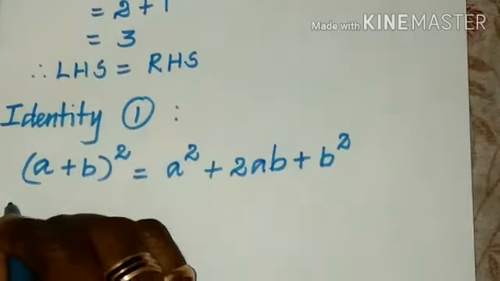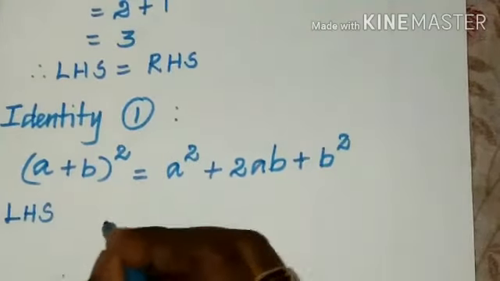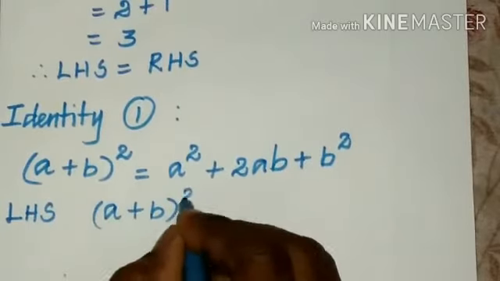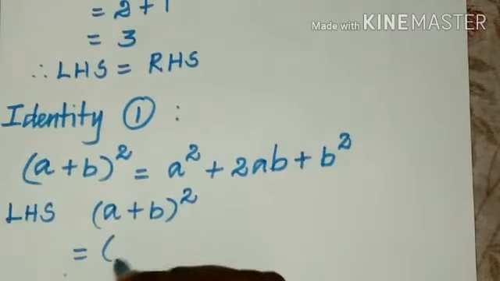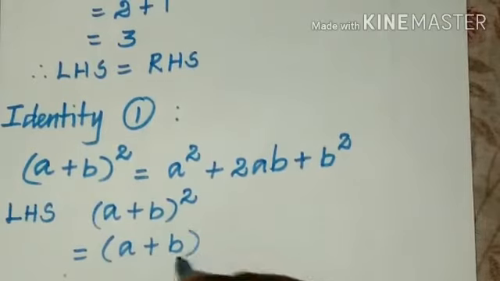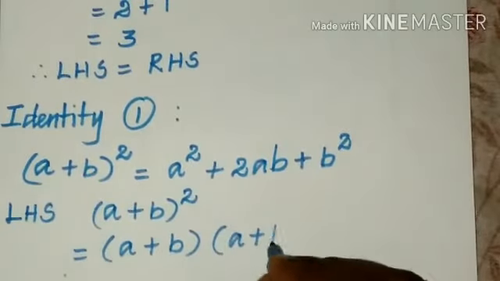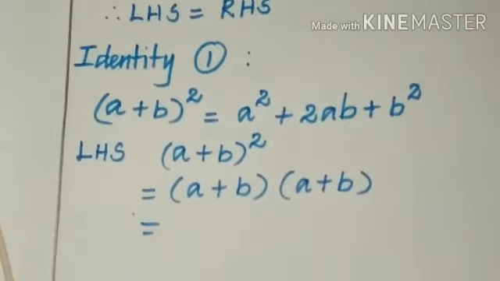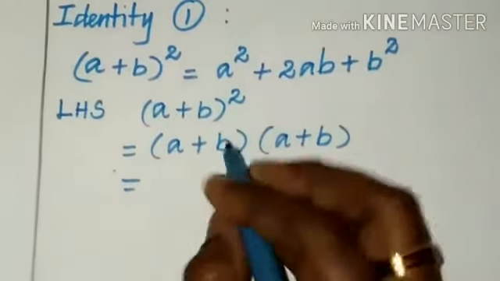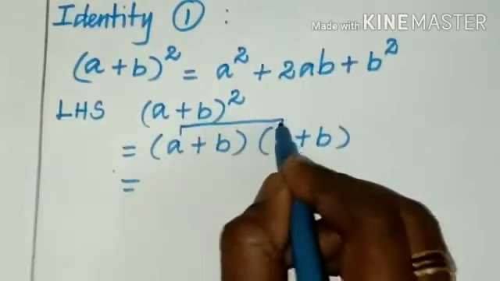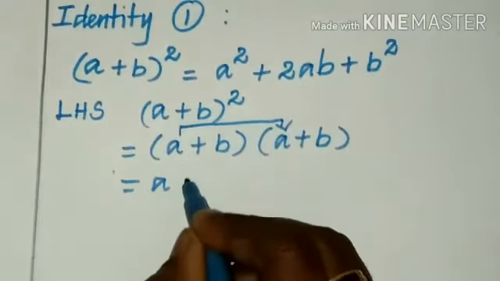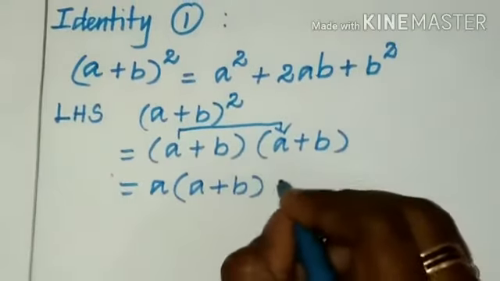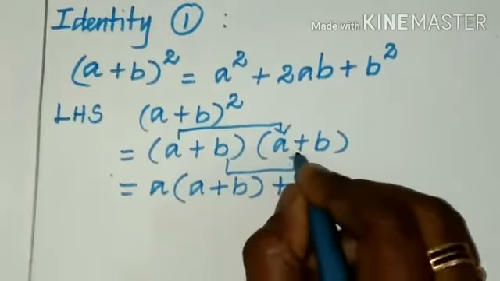First you take left hand side. What is in left hand side? a plus b the whole square. This can be written like that, a plus b into a plus b. Next we have to apply the distributive property. So a into a plus b, then plus b into a plus b.